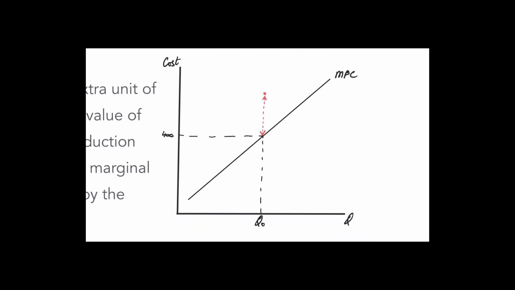actually shifts upwards. This is my private cost, this is the social cost. The social cost is greater than the private cost because I am taking into consideration the negative effects of production. Okay, that's the negative externality. This right here represents the negative externality in production.